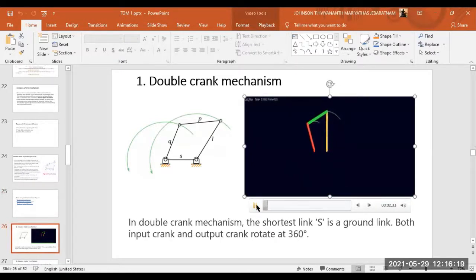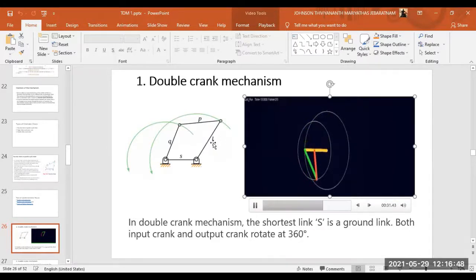Here is one example for the double crank. When you observe these links, the red link and the light green link, these two are making a full rotation. That is double crank. There you see L is the largest link, S is the smallest link, and P and Q need to be there.